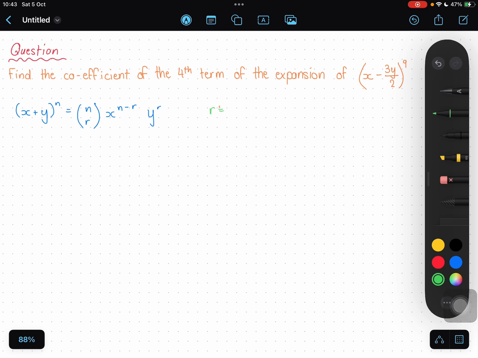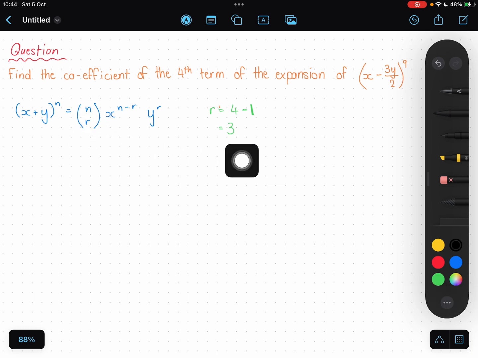So in this case, they are looking for the fourth term, so I'm going to use the number 3 for r. Okay, it makes sense because in our binomial expansion, we start at 0. So the first term is 0, and the second term is 1, the third term is 2, and so on. Okay, so we are going to be using a value of 3 for this r.